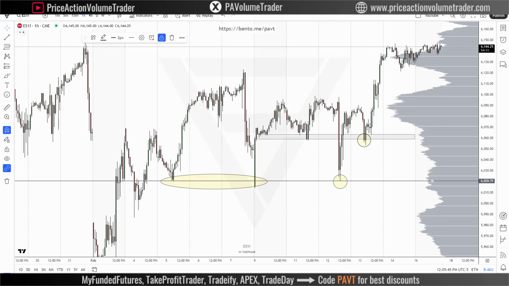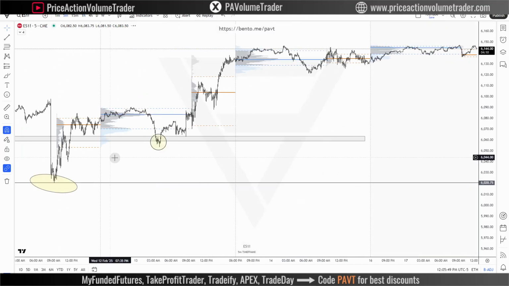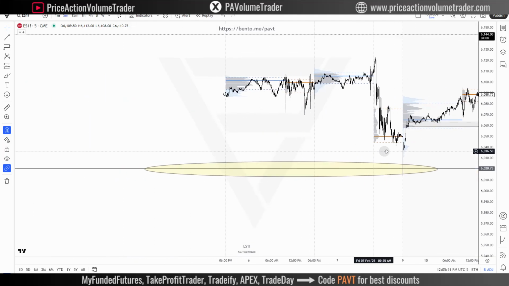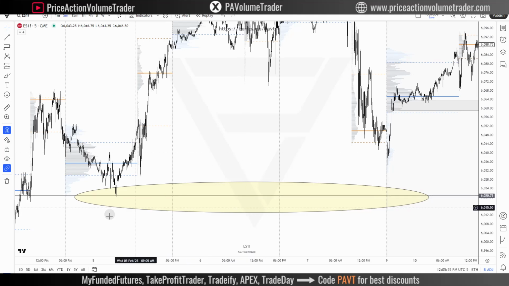So if we go into the lower time frames, into a 5-minute, you can see these were the lows that we were talking about from Wednesday overnight.